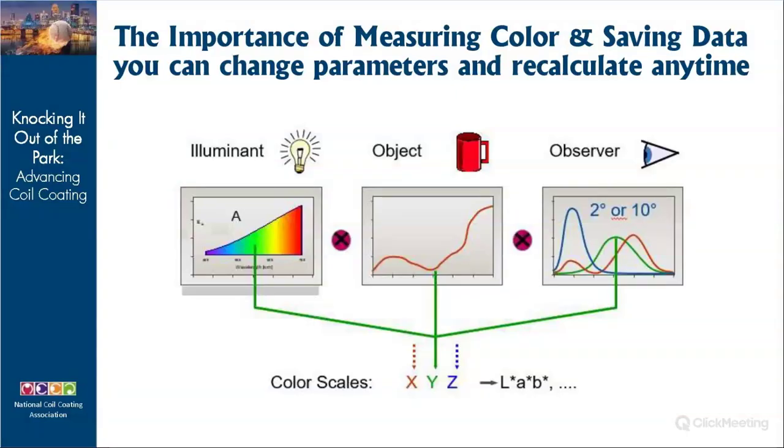So that gets us back to where we're measuring color and saving the data. The reason you want to do that is you can always come back to your data and you can change any of these variables. So you can change an illuminant, you can change an observer, and you'll get different or new XYZ values, which will then give you new either Hunter LAB values or CLAB values.